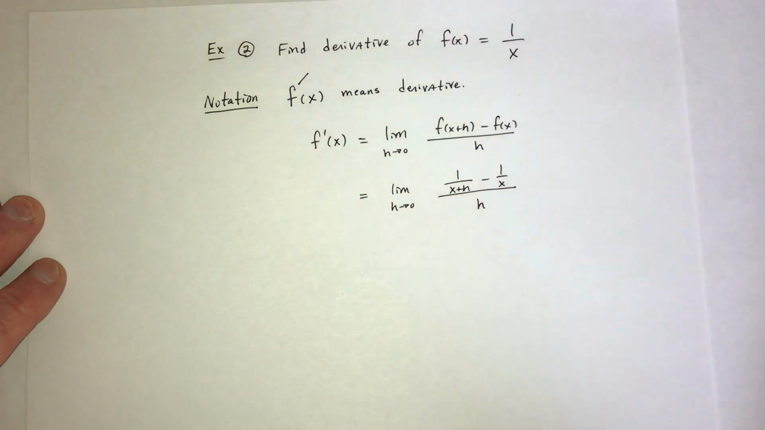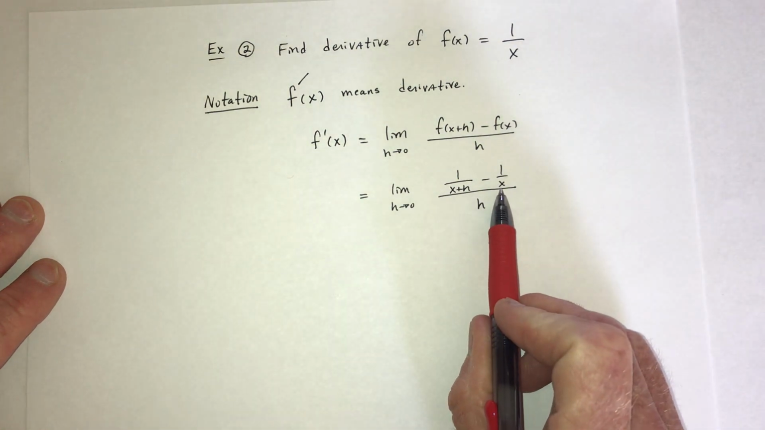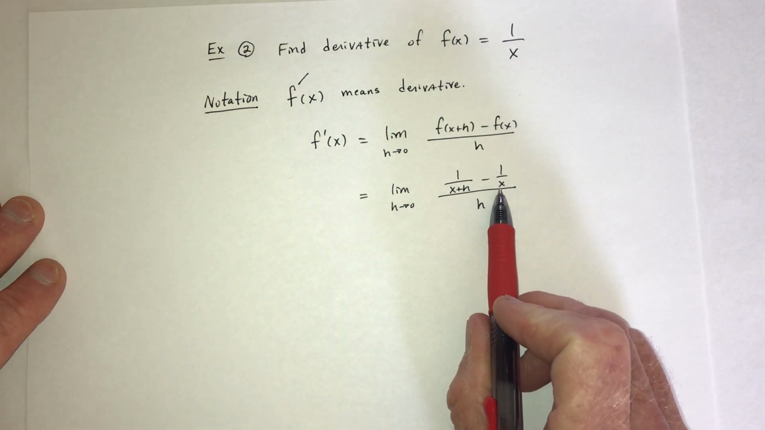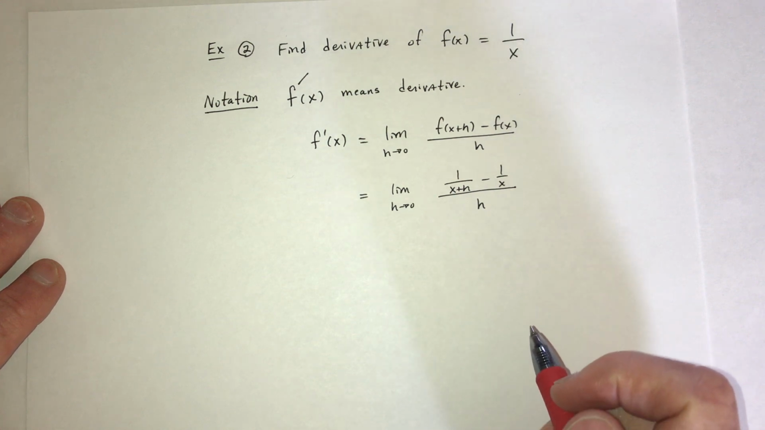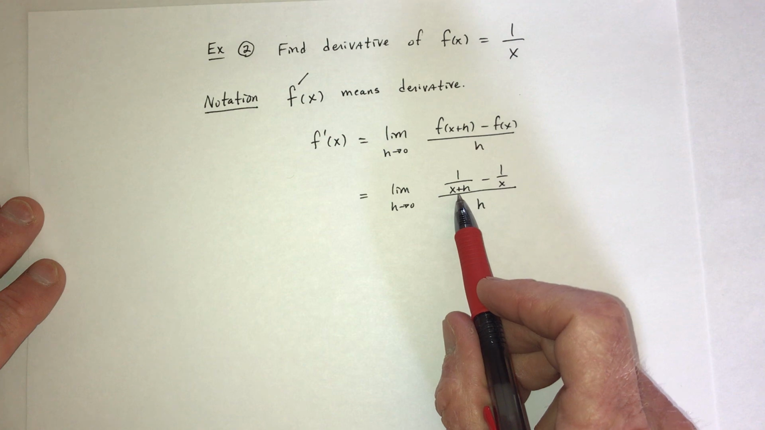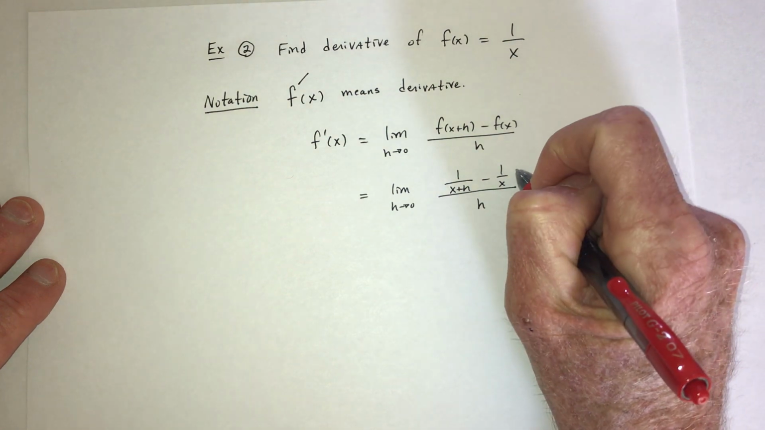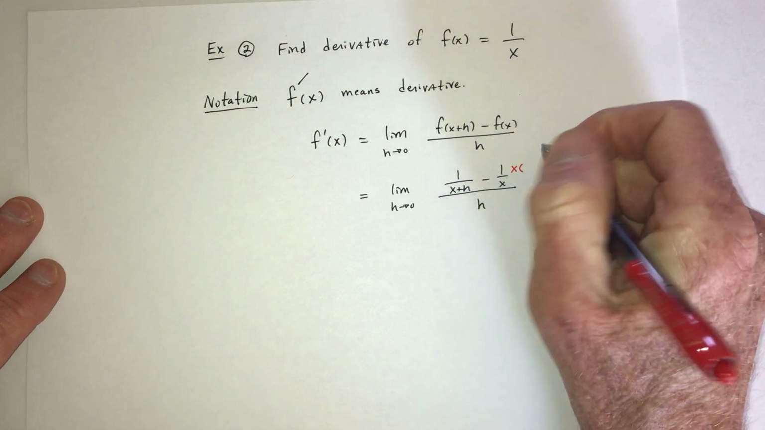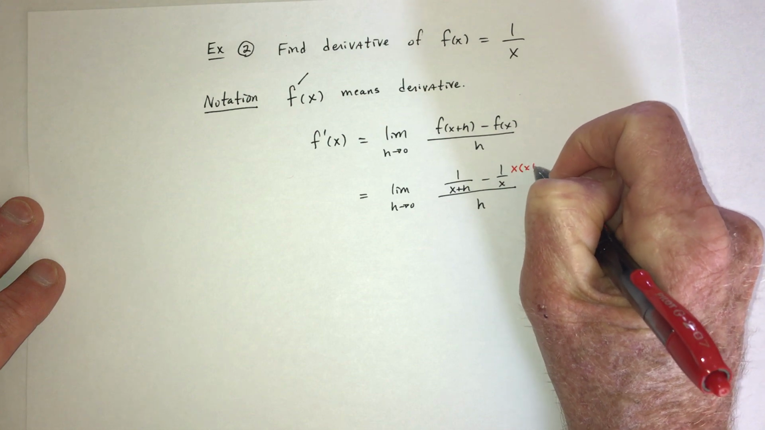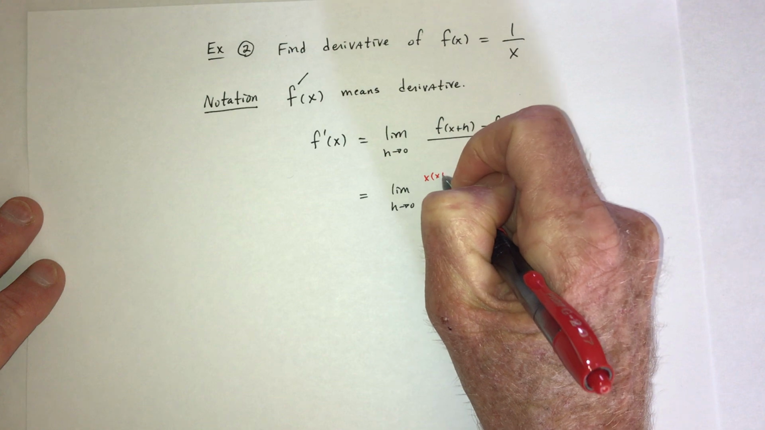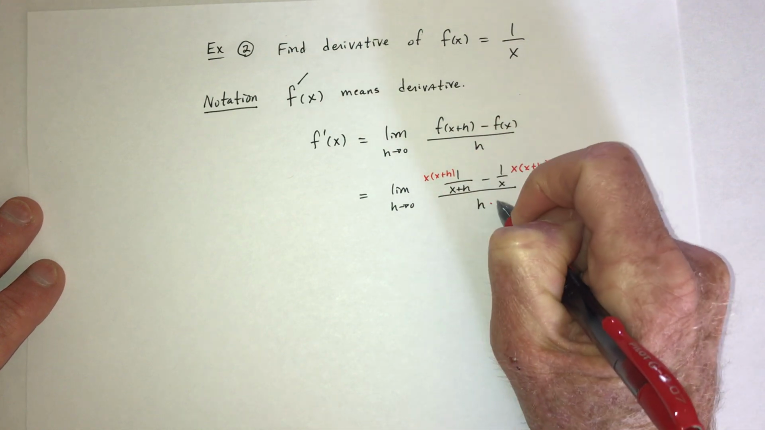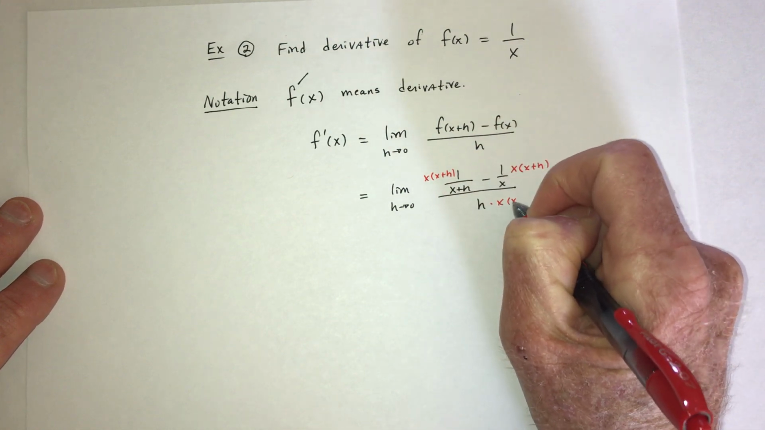What we should do to simplify this one is get the least common denominator. So you look at the denominator x and the x plus h. The common denominator would be x times x plus h. And then multiply on the top by that common denominator and multiply on the bottom.